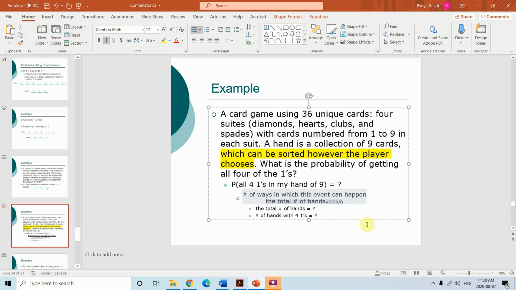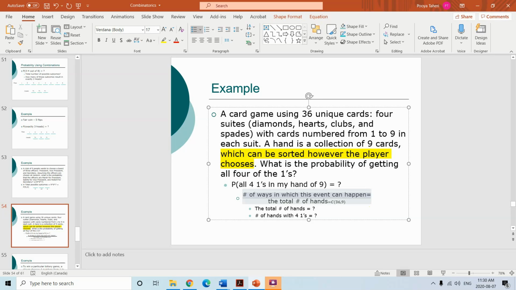In how many of these hands do we have all the ones in the hand? So we basically have to find the number of desirable options that we have. In this case, let's assume that we place all the ones aside.